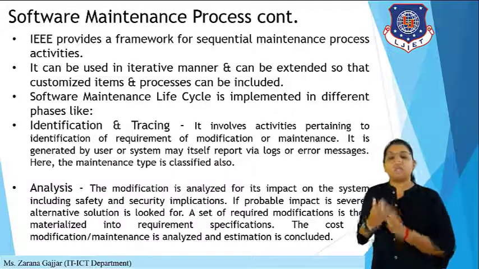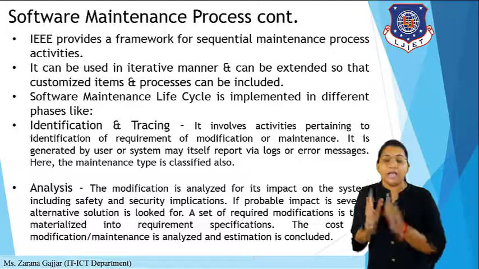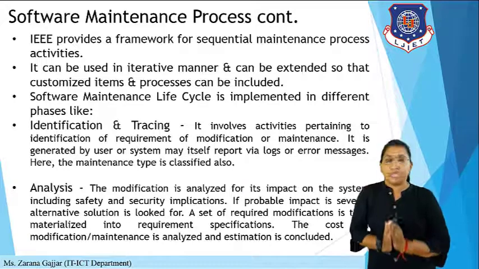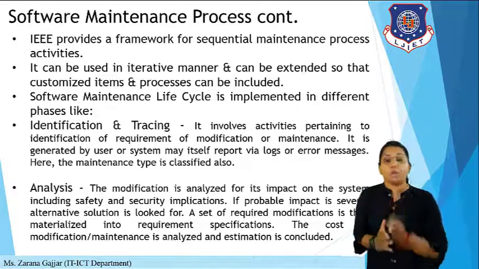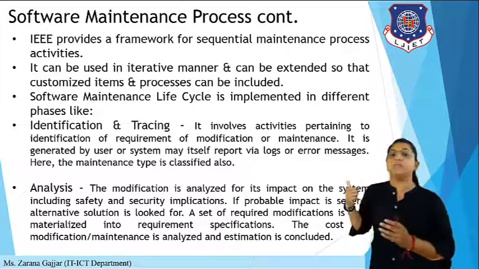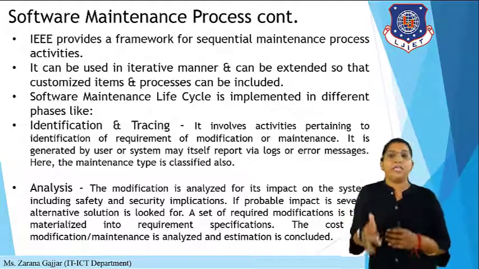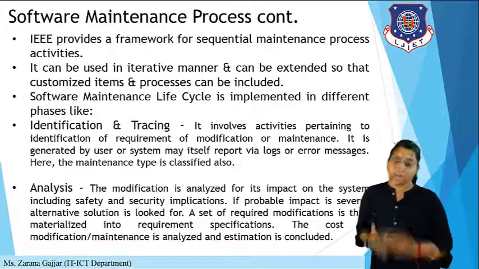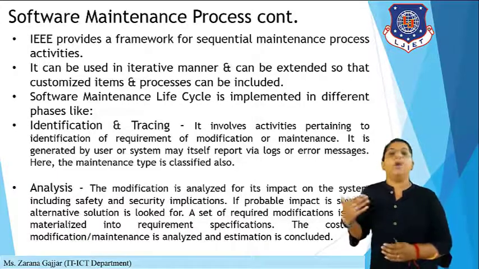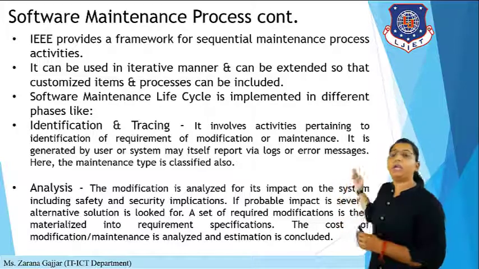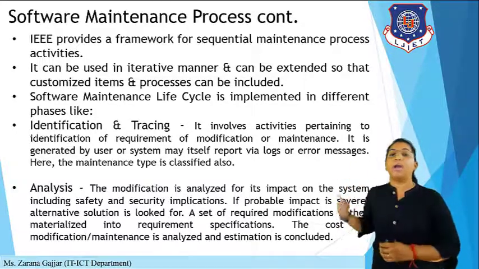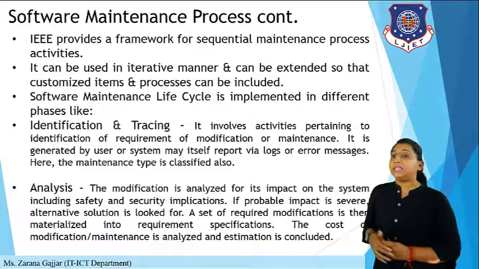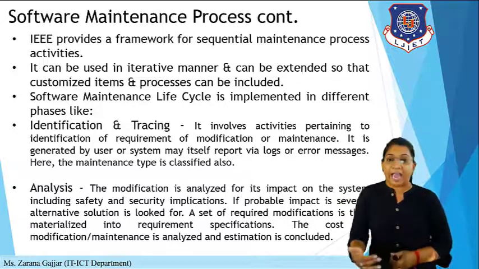So this is the first phase, identification and tracing, to determine what kind of maintenance or modification you require in your software. Here the maintenance type is also classified, that means corrective, preventive, and so on. We have already learned about the 4 types of software maintenance, so you also have to describe which type applies. Then the second phase is analysis.